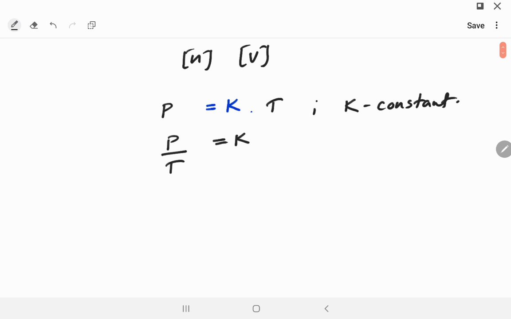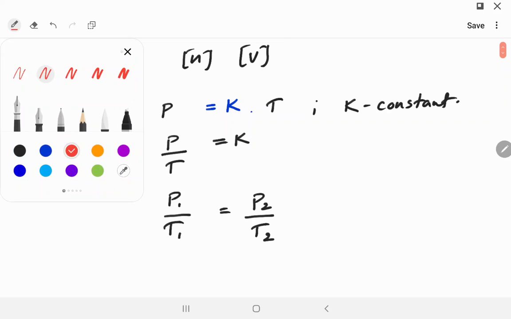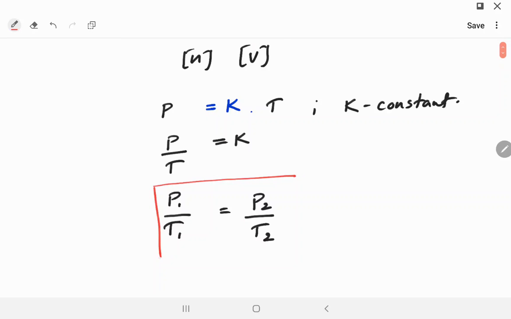So this is the equation that we have, but let's get rid of K. How do we get rid of K? We can apply this equation for two different states of the same gas at constant amount and volume, which means P1/T1 will be equal to P2/T2. So here is our brand new equation. Very similar to Charles's law, temperature should be in what? Temperature in Kelvin. All your Celsius or Fahrenheit values, make sure to convert them into Kelvin.